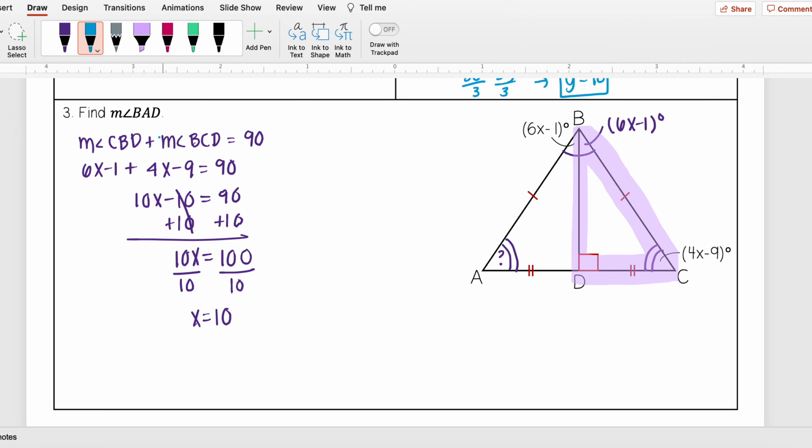Now I'm almost done. I just need to find the measure of angle BAD, and I know that's equal to the measure of angle BCD, like we have marked in this diagram. So I just need to plug x in for 4x minus 9. So I have 4 times 10 minus 9, and so I get 39 degrees.